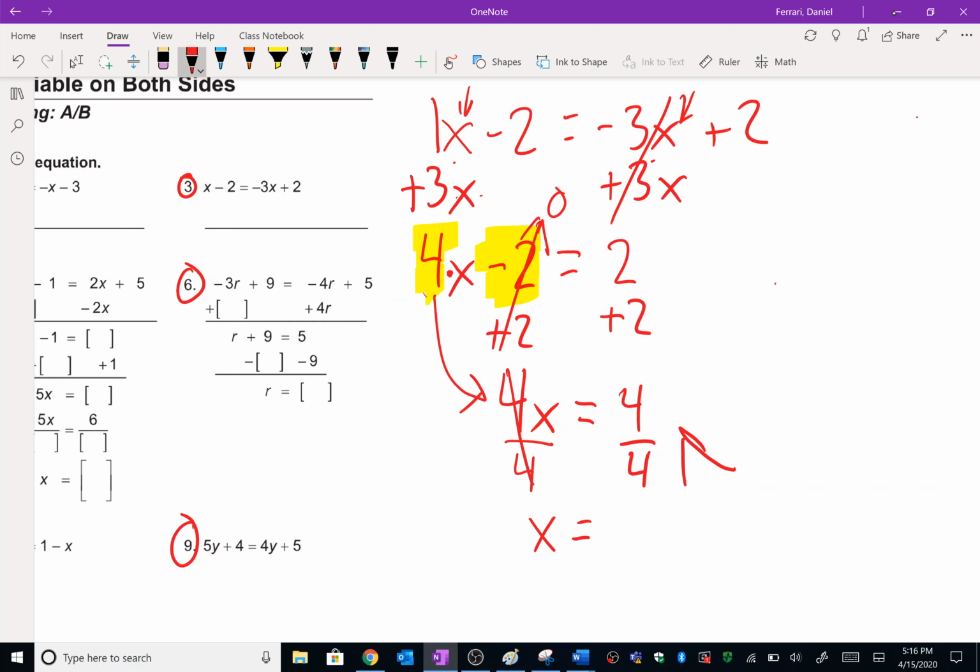Okay, 4 divided by 4 becomes 1, which is what I wanted, because remember, this is 1x. Okay, and then 4 divided by 4 on this side is also 1. So that tells me that my final answer is x equals 1.